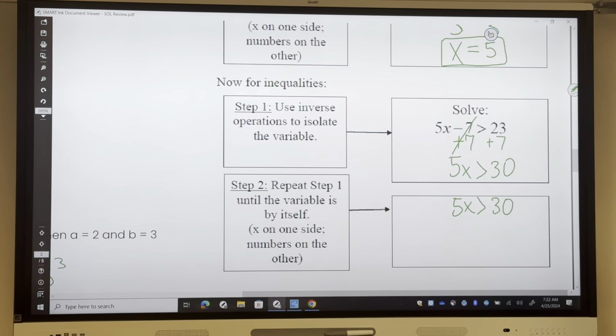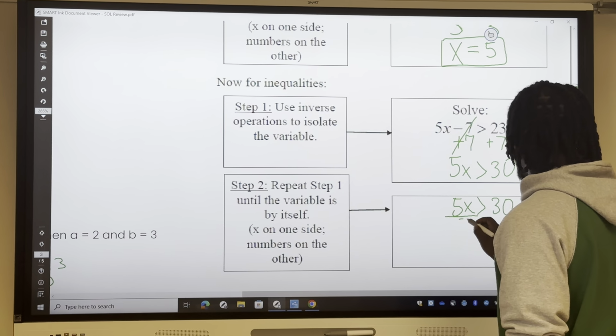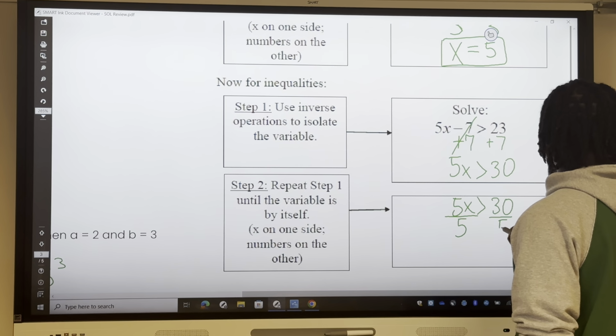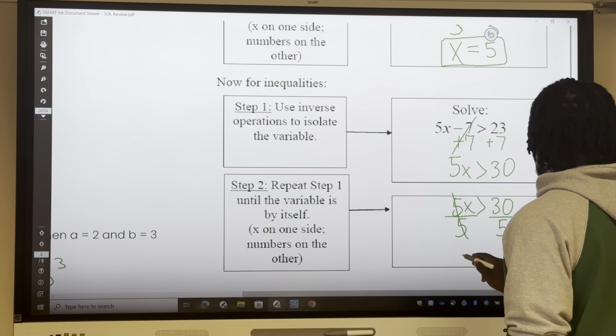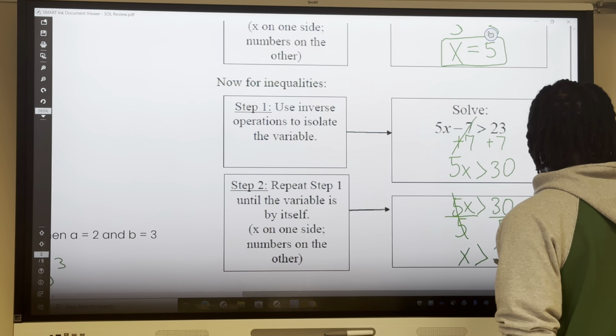Okay. All right. So now to get rid of the 5, again, I'm going to do the inverse operation, which is to divide by 5 here. Divide by 5. The 5's cancel, leaving me with x is greater than 6.